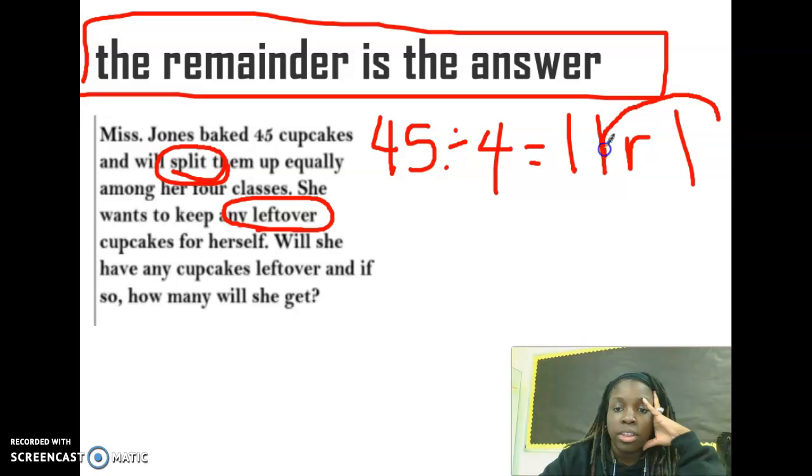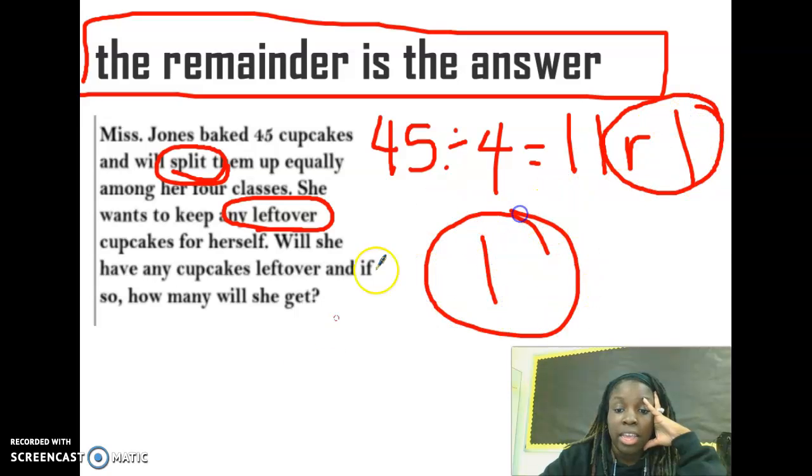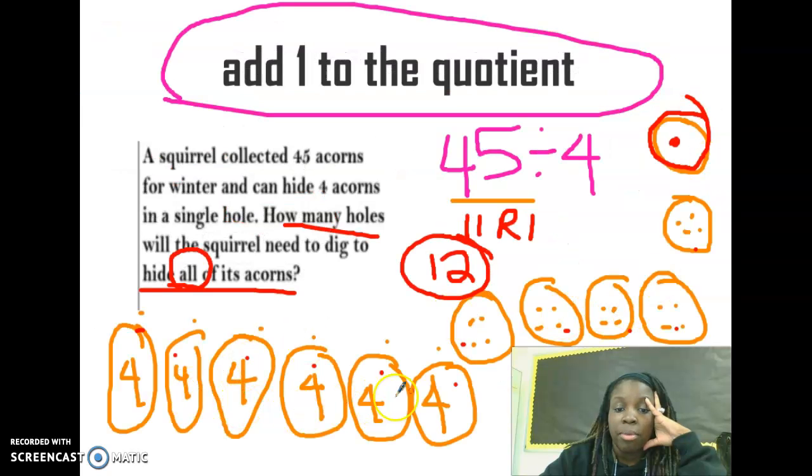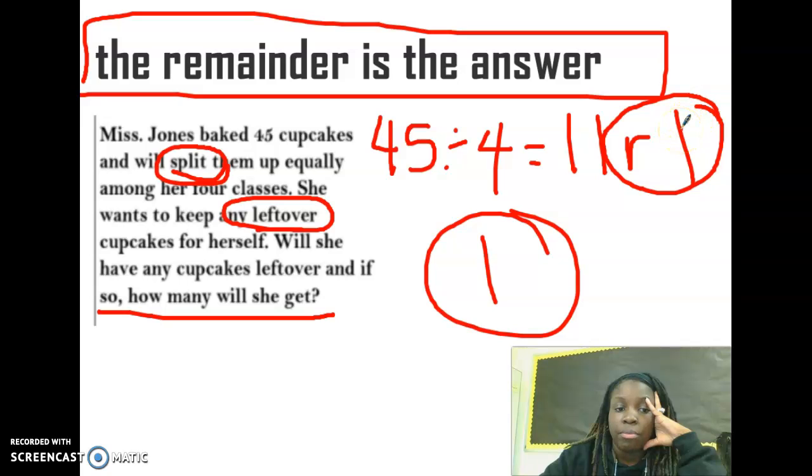Good. Only 1 is left over. So that means that 1 is my answer. 11 is not my answer. If they're asking me how many will she get left over, she's going to get 1 left over. Imagine these were cupcakes and these are classes. She'll get 1 left over.